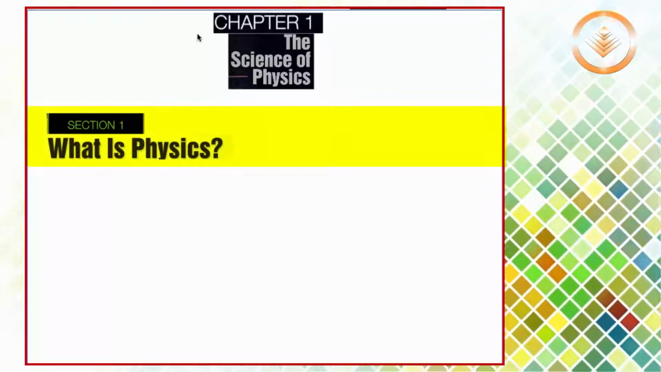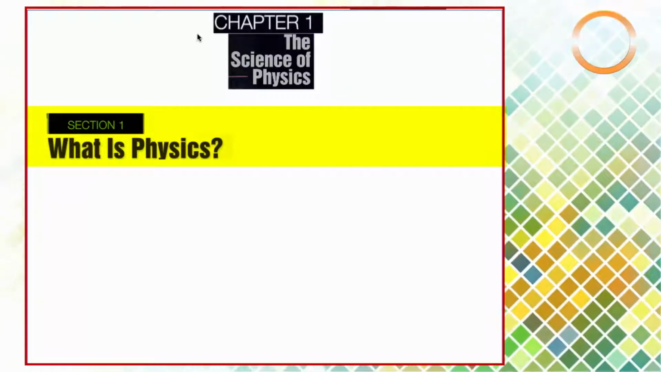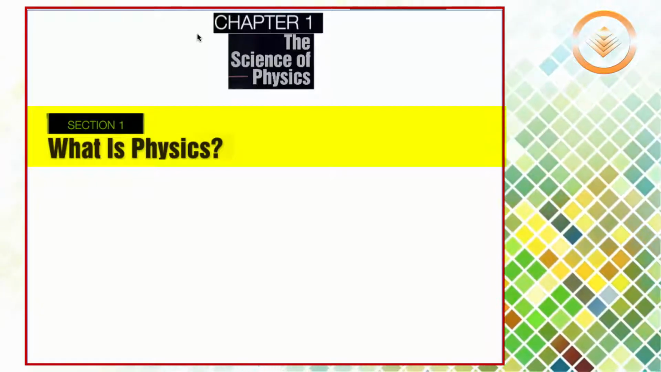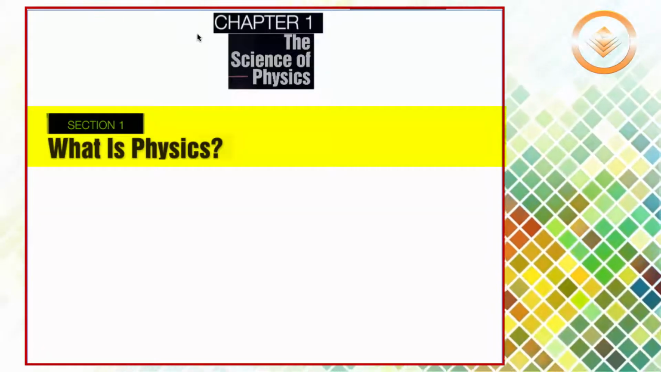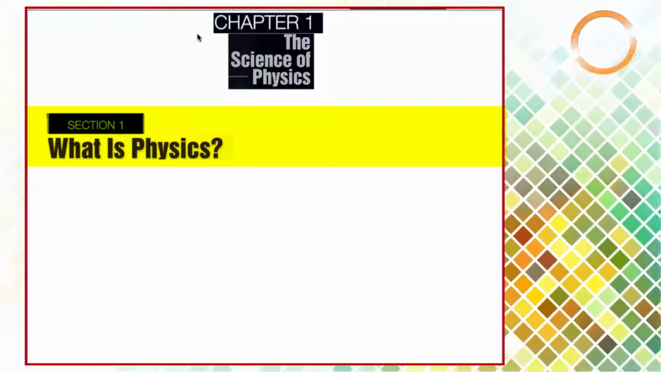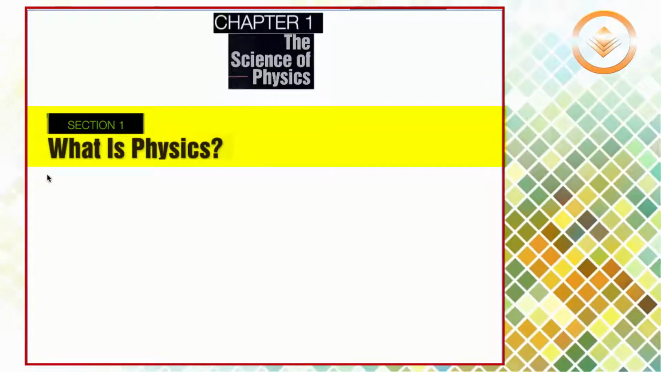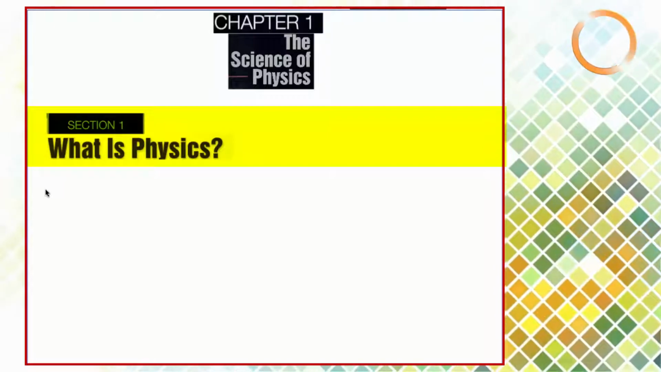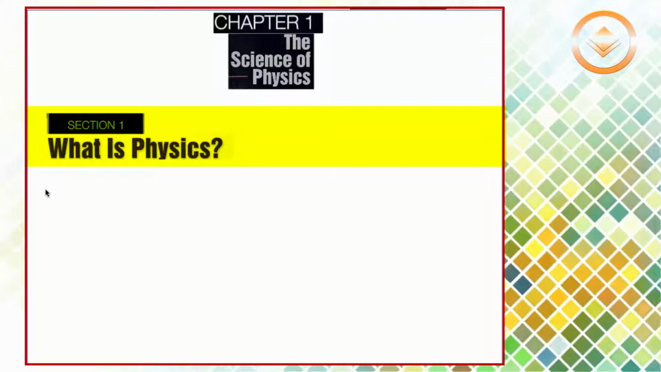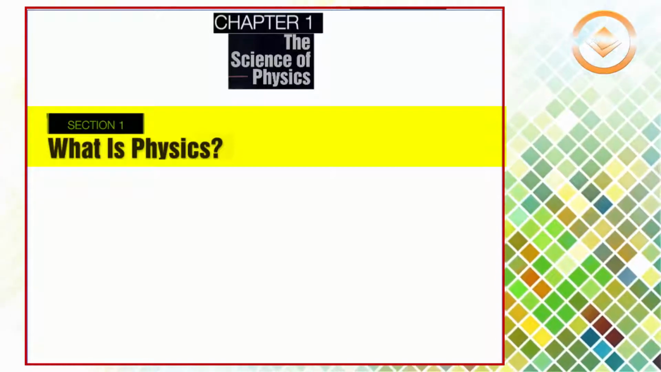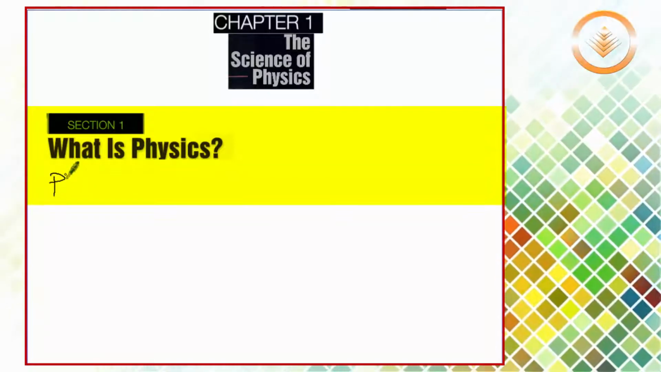We are going to start with a new chapter, that is, what is physics. So to start with this, let's define what the meaning of physics is. Physics is defined as a science which studies about nature and the laws of nature.